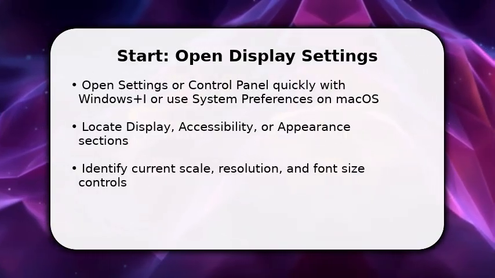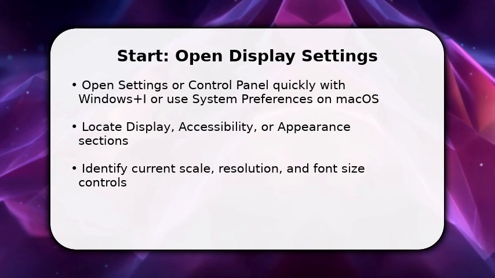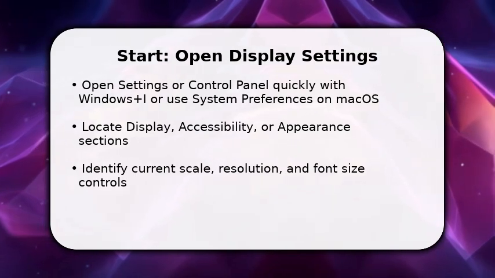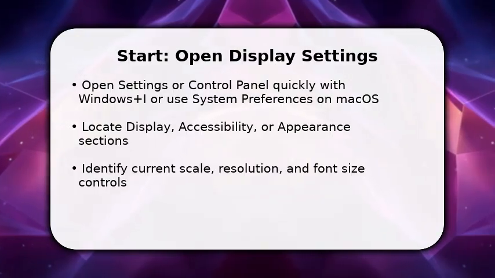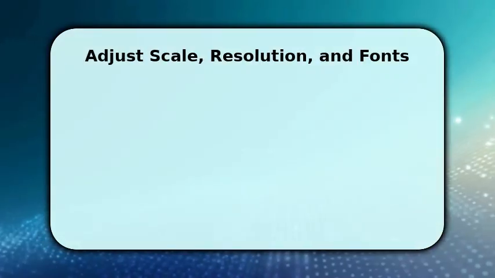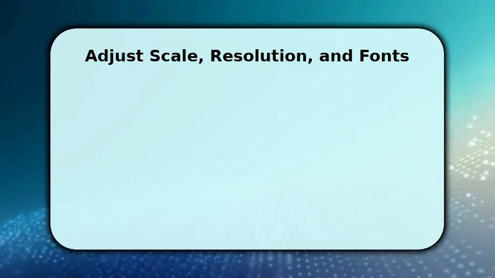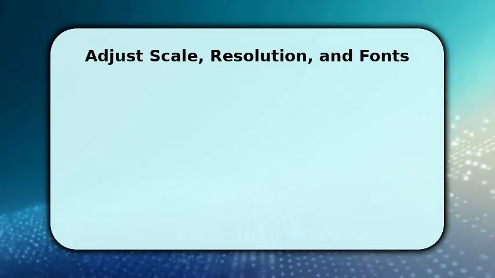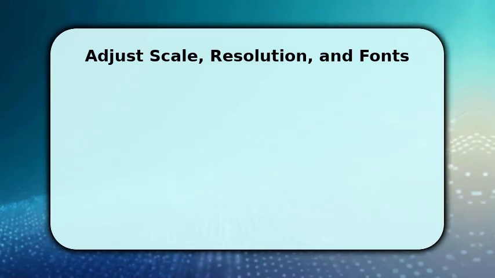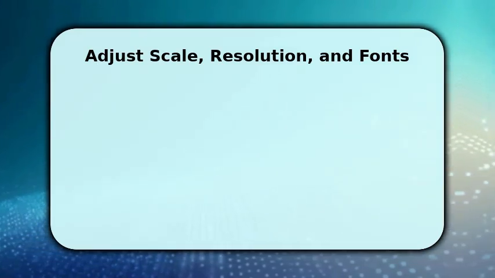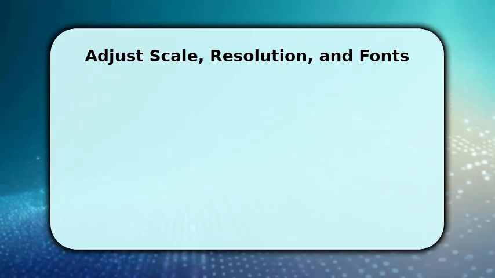Now locate the text or display size option. This is the first actionable control you'll use to increase font size across apps and menus. Now change the scale and font controls to make text readable without losing layout. Increase the display scale to 125% or 150% for a quick, system-wide boost. Make sure to apply and sign out if prompted.